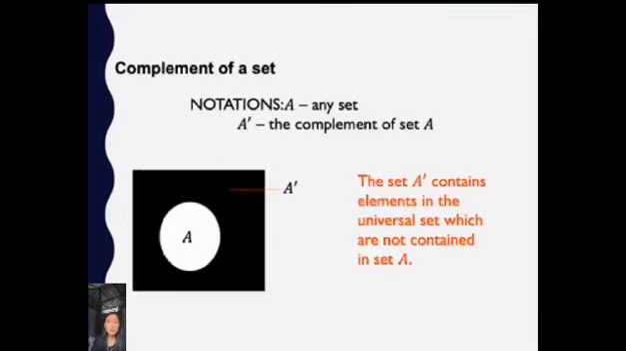Next, the complement of a set is a set that contains elements in the universal set which are not contained in a given set. For example, the complement of set A, denoted by A prime, are the elements that are not included or not contained in set A.